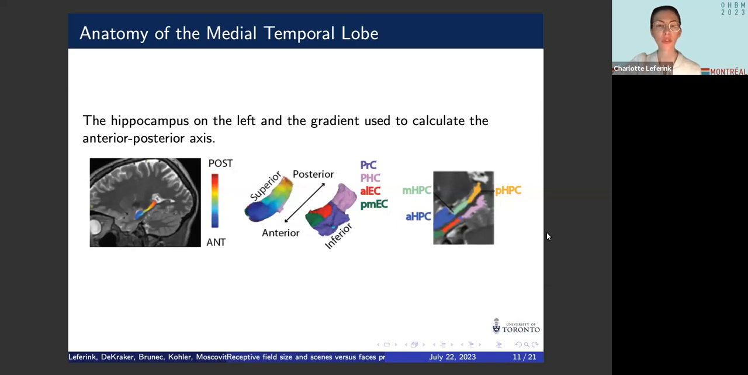We looked at the gradient along the anterior posterior axis of the hippocampus, which was segmented using Jordan DeKraker and Stefan Köhler's geodesic segmentation process, which allowed us to obtain a gradient from 0 to 1 along the anterior posterior axis of the hippocampus unfurled, so accounting for the curvature and sort of flattening the hippocampus out, so that the uncus, the most anterior part of the hippocampus, was the most anterior part on our gradient of 0 to 1.